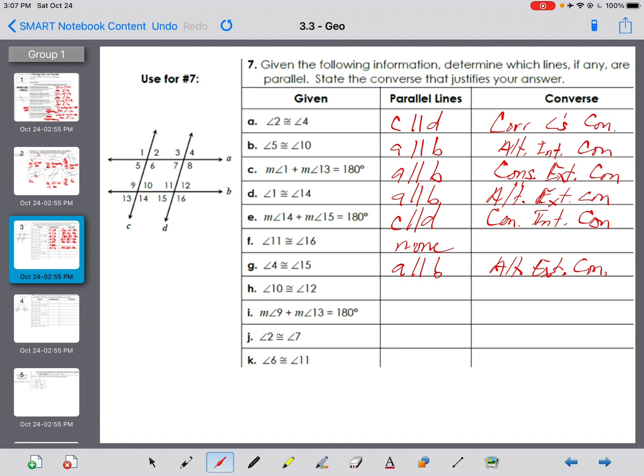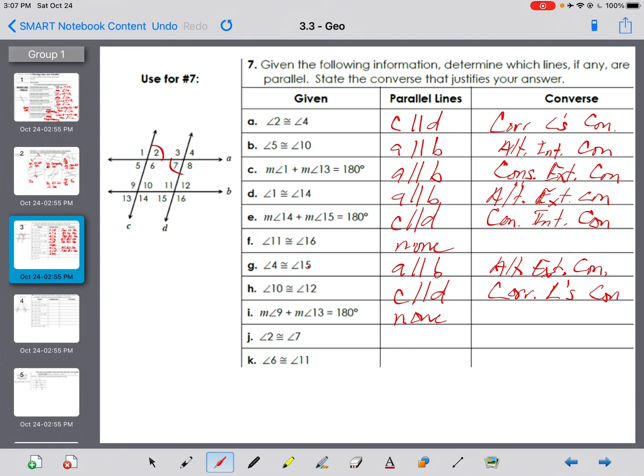Okay. 10 and 12. Those are top rights of those intersections. So the cutter's B, that means C and D are parallel, and that's corresponding angles converse on that one. Let's see, measure of angle 9 and 13. That's one intersection, tells us nothing. That's going to be none. We can't tell anybody from that info.